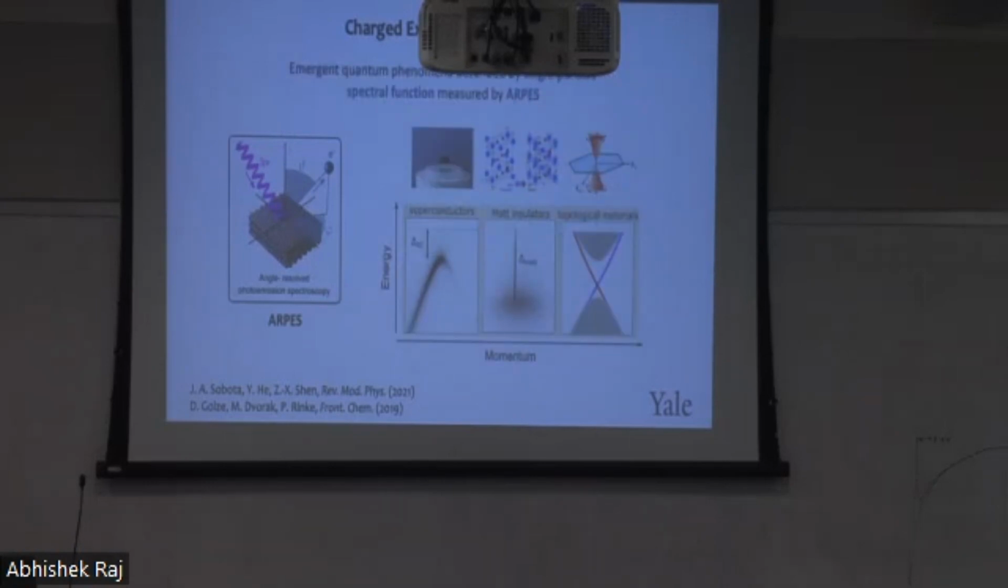And certainly, ARPES is very useful. When you use ARPES to measure this kind of momentum-dependent spectral function, you can actually tell a lot of things about your materials, whether you have a superconductivity gap or whether you have a topological material. That's why we're interested in simulating this kind of spectrum.